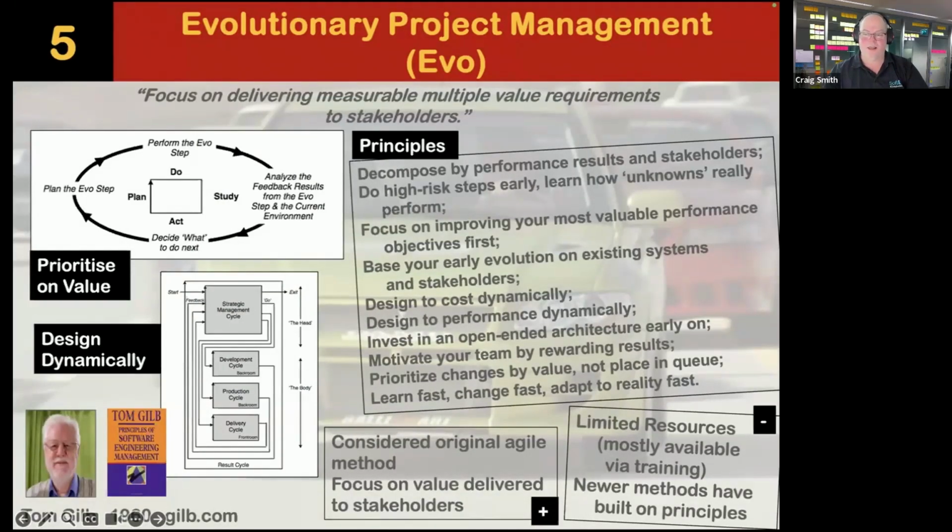But that whole idea of a plan, do, study, act type loop, decomposing work, doing the high risk stuff first, looking at your stakeholders, doing things in small iterations, was all sort of written about by Tom back in the 60s and 70s. But I guess the issue with this was that it was before its time, for one. But secondly, there's not a lot of resources apart from the book out there. But a lot of newer methods are built on what's in there. But if you want to go back and look at some of the early thoughts on it, great place to go look.